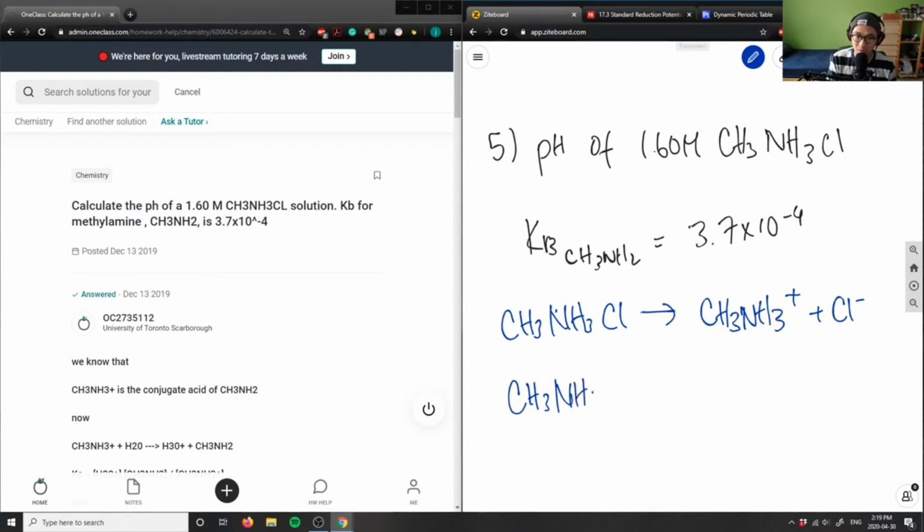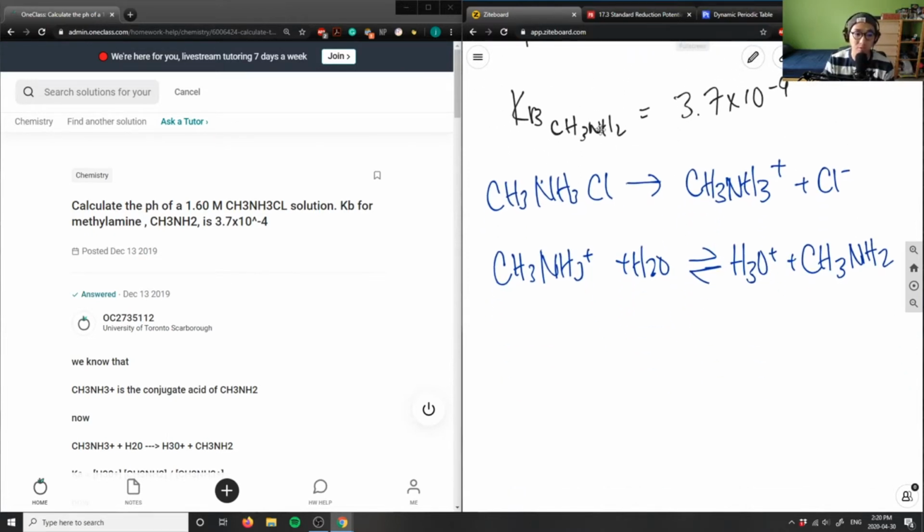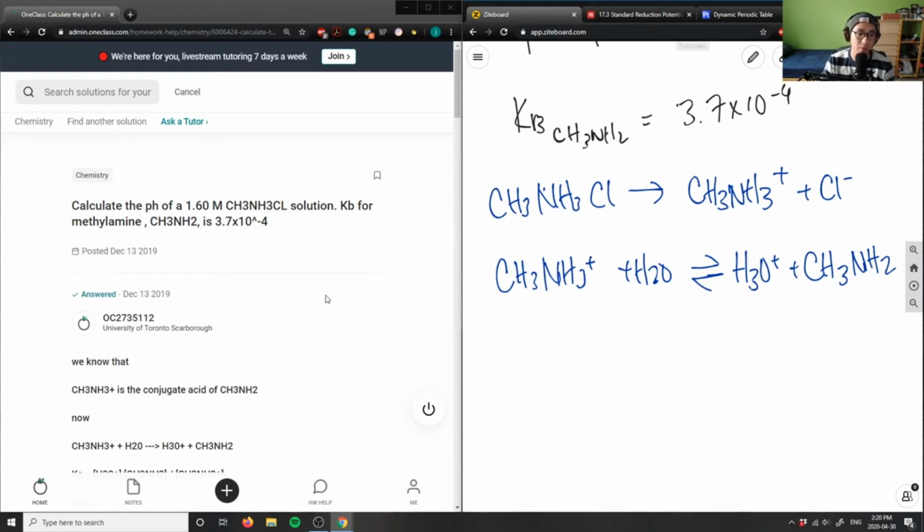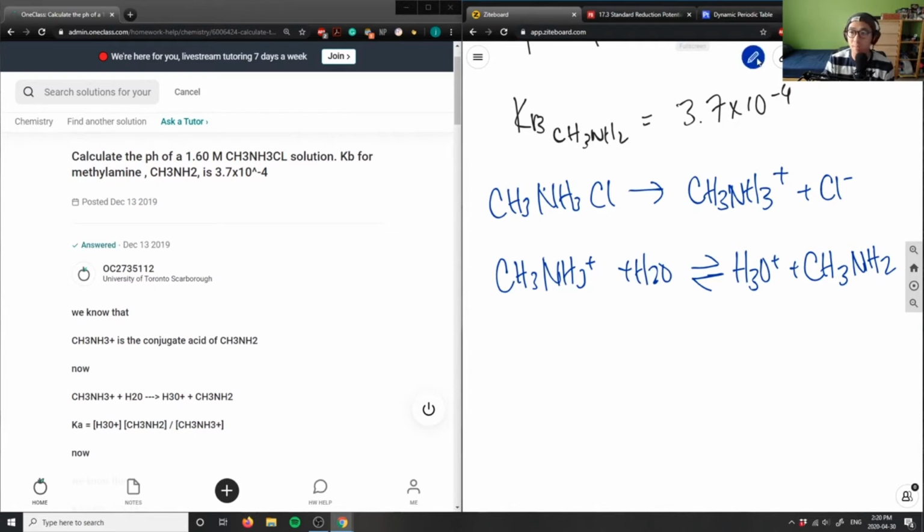CH3NH3 plus and water will be in equilibrium, and I'm going to get H3O plus and CH3NH2, because CH3NH3 plus loses a hydrogen here. So this is my equilibrium reaction, and the Kb for CH3NH2 is 3.7 times 10 to the negative 4. They wrote the exact same thing here, which is great. But if I look at this, I'm forming H3O plus, which is an acid, so I actually have my Ka here and I have to solve for it.